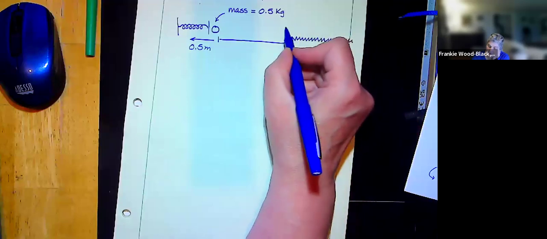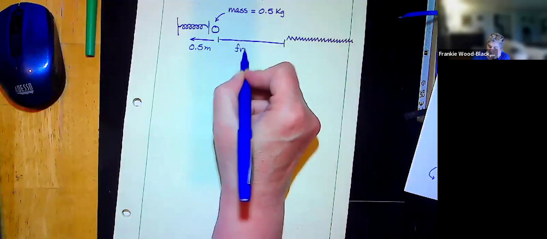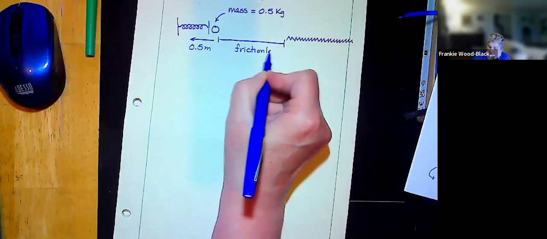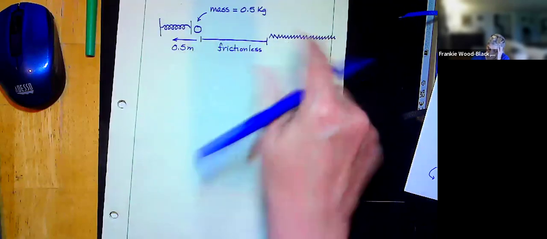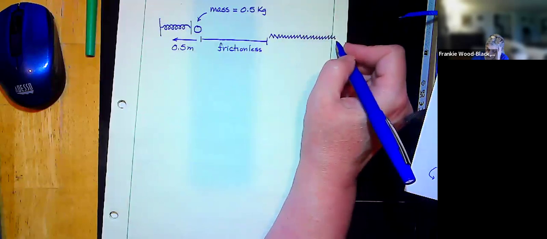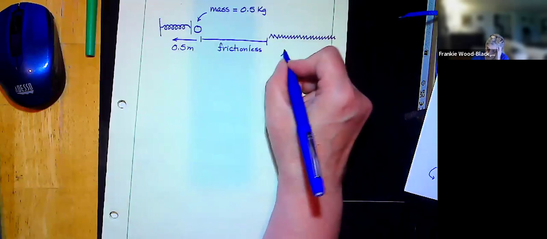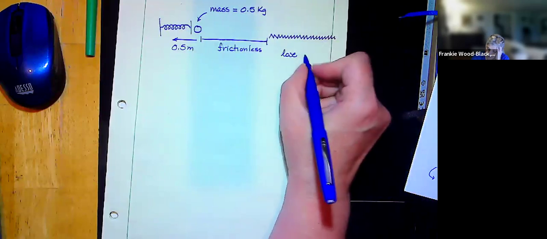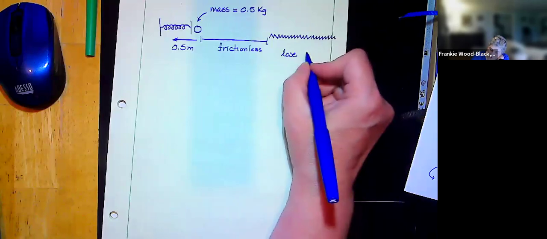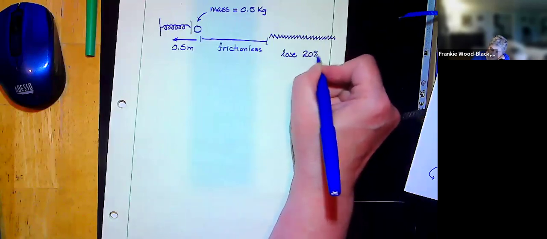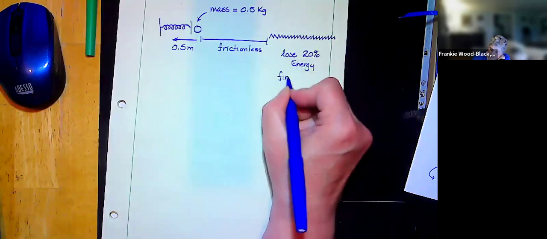This is going to be frictionless through here. So I've got a ball, I've got my rough patch, and we're going to lose 20% of the energy. We want to know the final velocity at the end.